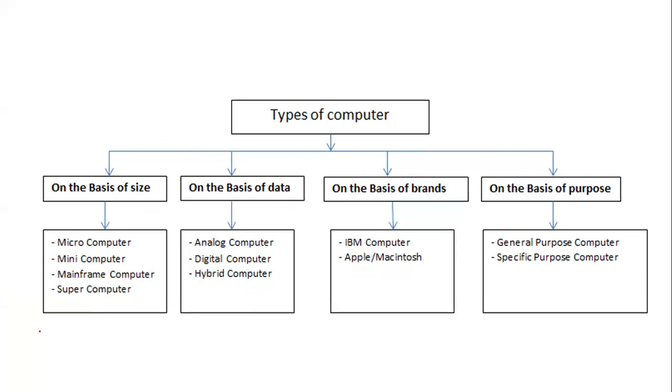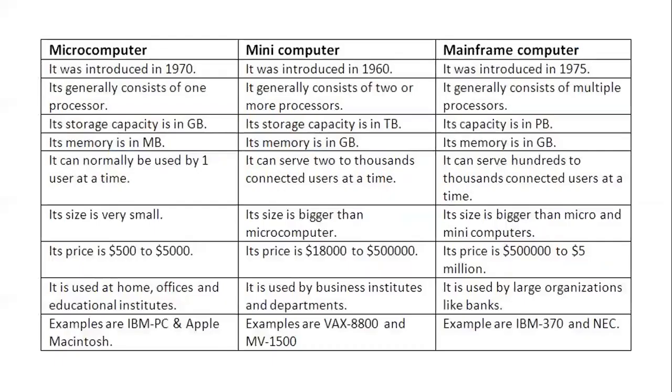Apart from this, we have the difference between micro, mini, and mainframe computers. This will also help you attempt any statement questions. So the introduction is given over here. Micro is from the 1970s, mini computers from 1960, and mainframe computers from 1975.